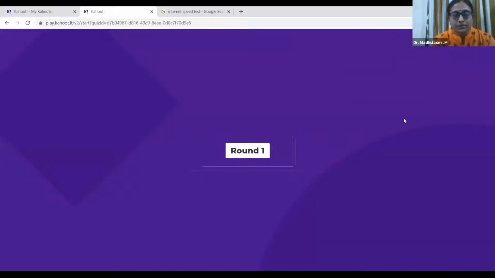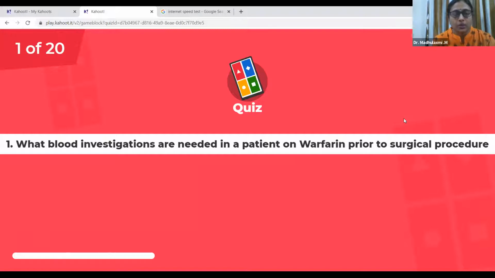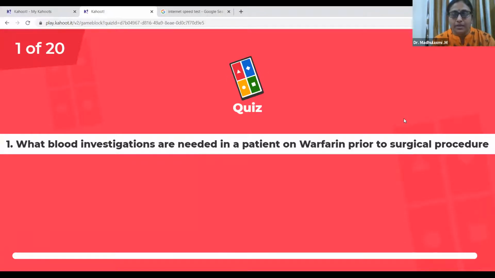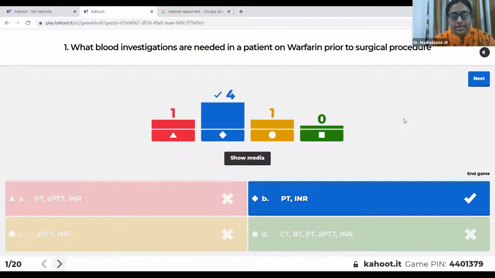Okay, that's your round 1 and question 1. What blood investigations are needed in a patient on warfarin prior to any surgical procedure? Do you need the prothrombin time, activated partial thromboplastin time, INR, or just the prothrombin time and INR, or APTT and INR, or clotting time, bleeding time, PT, APTT, and INR?